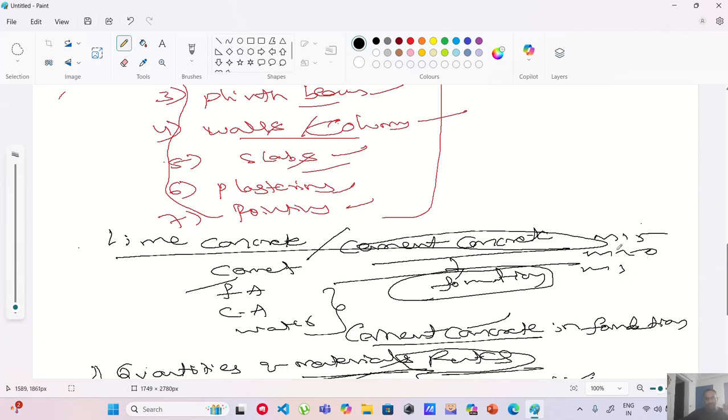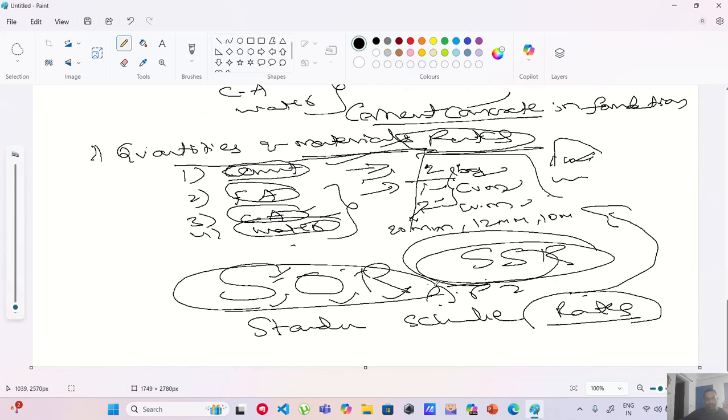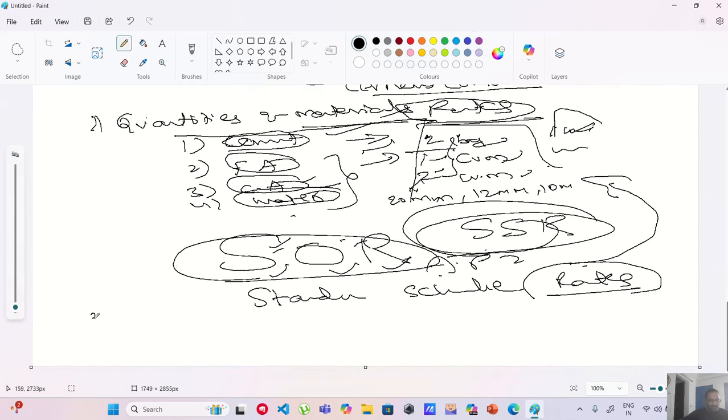This is the work. For the work, how are we going to calculate the materials? And if we get the materials as well as the quantities, how are we going to get the rates? From the SSR, standard schedule rates, or SOR, schedule of rates, based upon the year of purchasing. Okay, and the last one I explained, and the third one is, what is the third one?